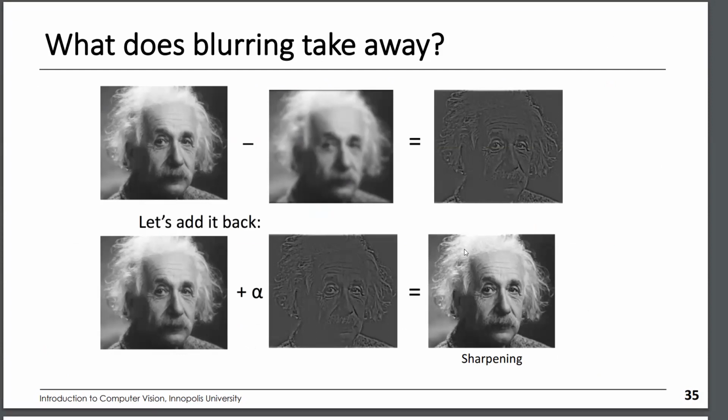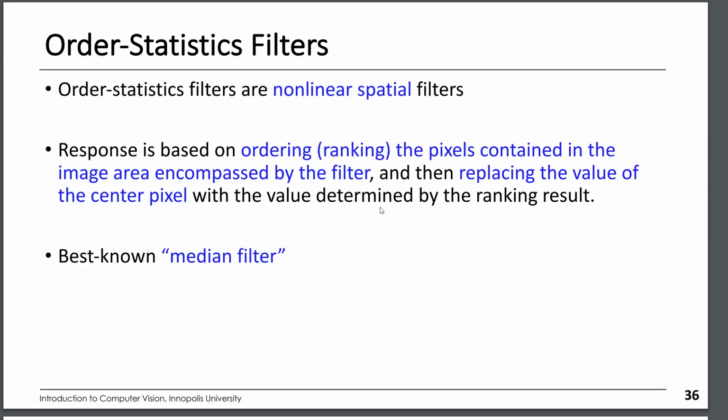Now, if we would like to add it back, of course, with a certain parameter, this will add this sharpening to our image. You can see that the edges now are much stronger. So for example, his wrinkles appear to be much stronger in the sharpened image. So this is the difference between blurring and sharpening. These are how these two operations are being done.